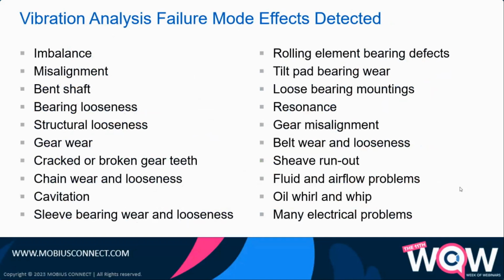Okay. So vibration analysis has the ability to detect many failure modes in rotating assets. I'm not going to go through all of these, but some key ones that I see on a very routine basis: imbalance, misalignment, bearing looseness, gear wear, chain wear and looseness, rolling element bearing defects, and the actual failure modes associated with them, gear misalignment, belt wear and looseness, sheave run out. And vibration is also able to detect many electrical problems as well. So it's a very effective condition monitoring technology to be utilized. Next slide, please.